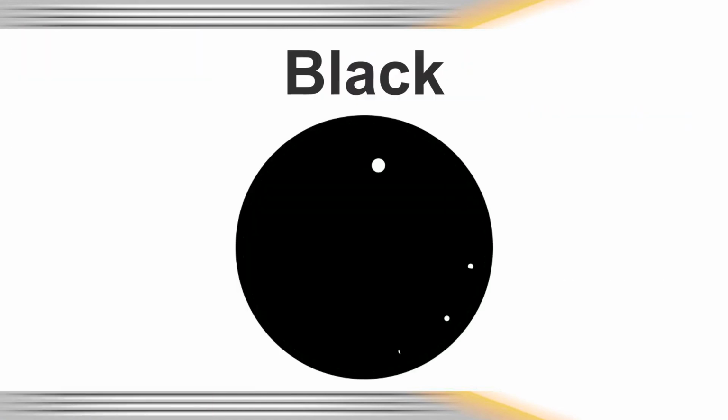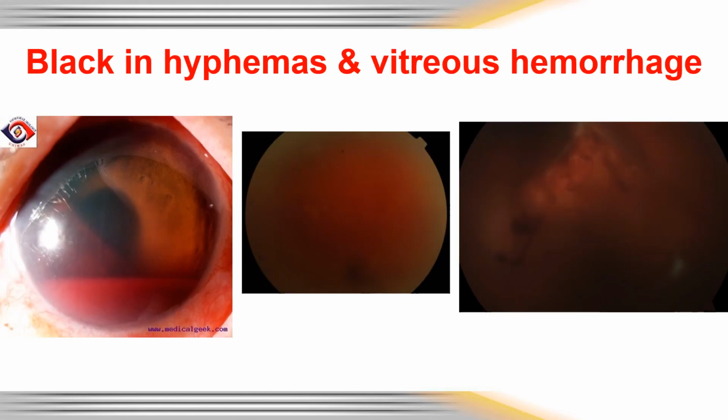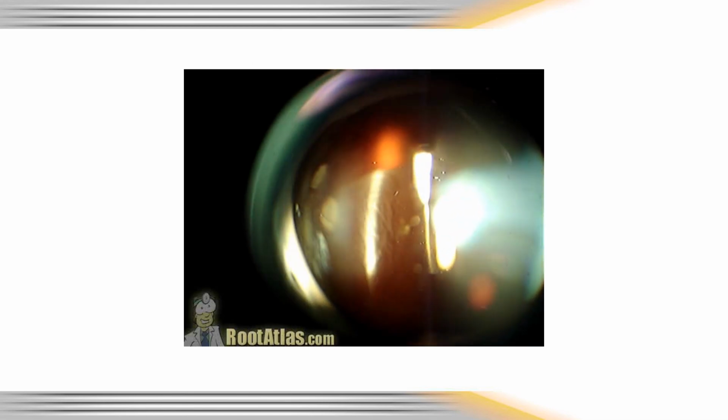It gets a black color in massive hyphemas and massive vitreous hemorrhage. Reflex gets gray in retinal detachment. This video shows a large bullous retinal detachment as viewed through a contact lens.